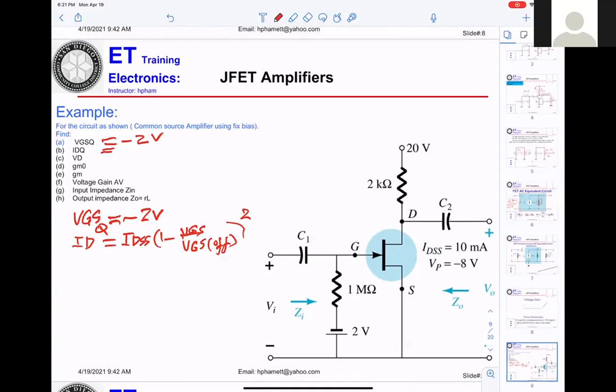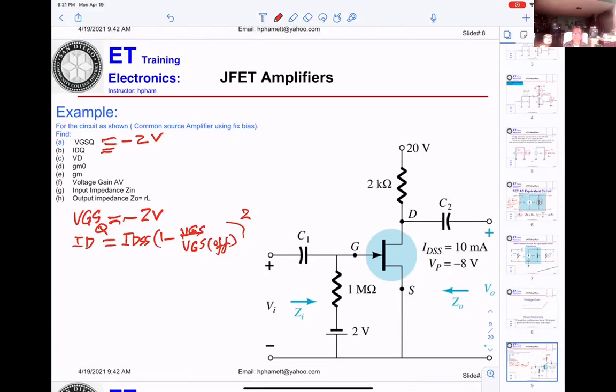Mr. Pham, I have a basic question here. We're talking about the basic equation. You said VS is equal to 0, and that is because the source is connected to ground, right? Right, that's the circuit. Okay, thank you.